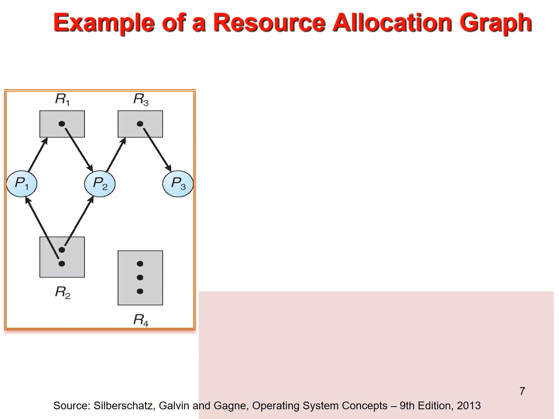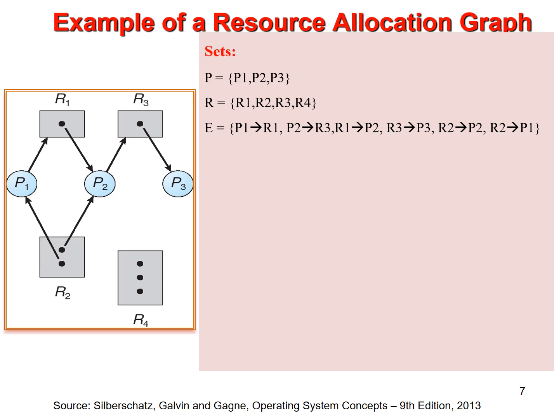So in the resource allocation graph, if we want to represent the various sets, the set P will include the set of all processes. This graph has 3 processes P1, P2 and P3. Set R includes the various resource types. There are 4 resource types, say R1, R2, R3, R4. And E represents the set of edges, both request edge and assignment edge.